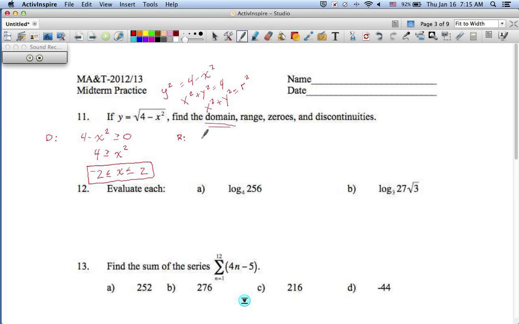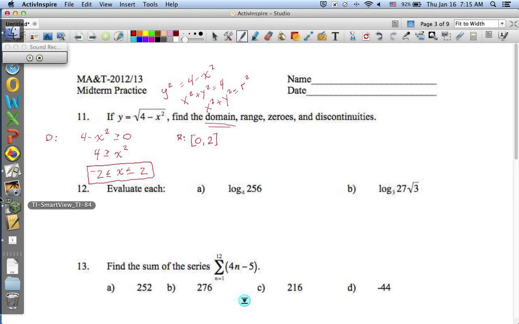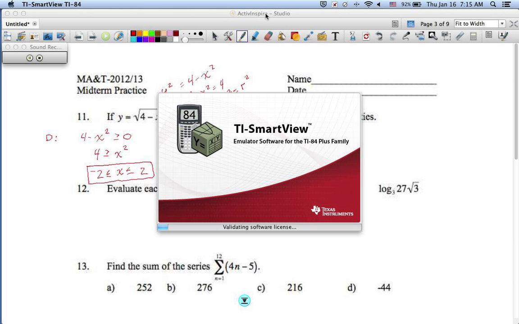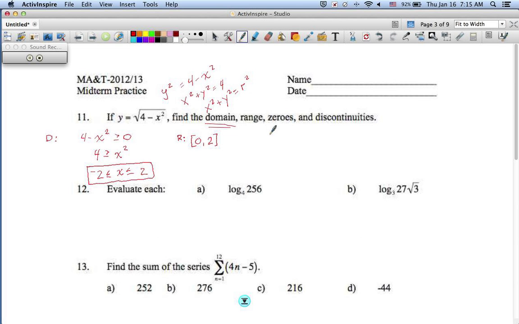But really what's happening here is the range, the lowest value you can have is 0, and the greatest value you can have is 2. Okay, this is going to be a half circle, and it's going to be the top half of the circle. And again, I'm going to show you that on the calculator here. Give it a little bit of time here. While we're doing that, we'll find the zeros of the function. In other words, we want to know when is 4 minus x squared equal to 0. Well, that's when is x squared equal to 4, and that occurs at plus or minus 2. And as far as discontinuities, this is half of a circle. There are none. Okay, it is continuous over its domain.